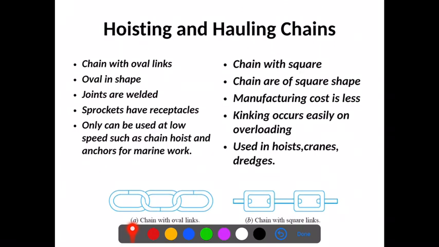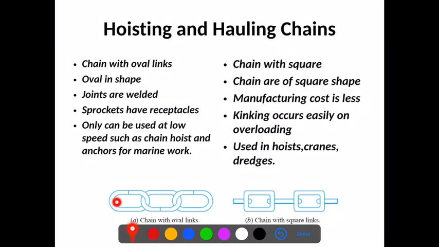So we will see the hoisting and hauling chains. There are two types of chains, hoisting chains and hauling chains, depending on the geometry. The first one is called a chain with oval links. If you look here, the chains have oval links, and the joints are welded at one place. Sprockets have receptacles, and this type of chain can only be used at low speed, such as in a chain hoist and anchors in marine work.